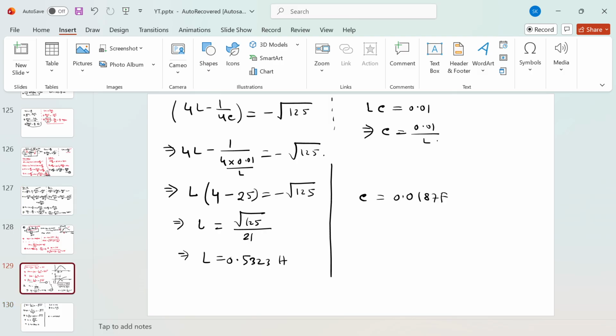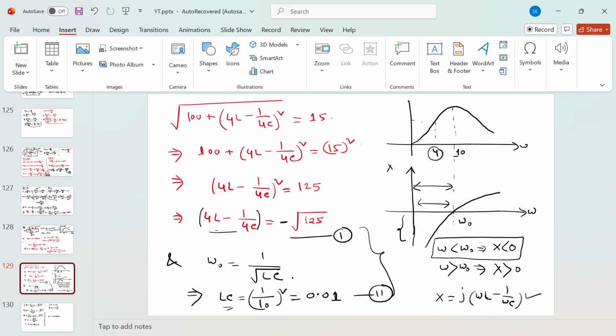The main catch was in this expression, whether you have to go with plus or minus. That comes from the reactance diagram.